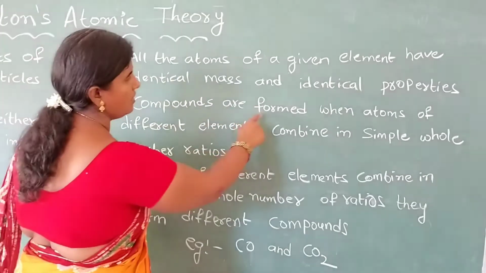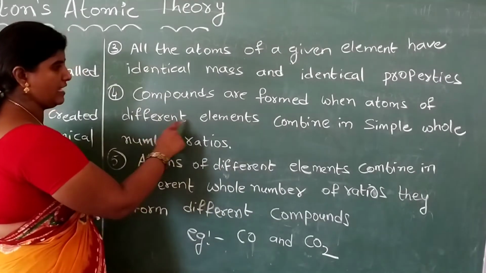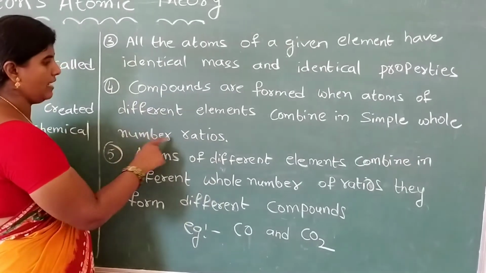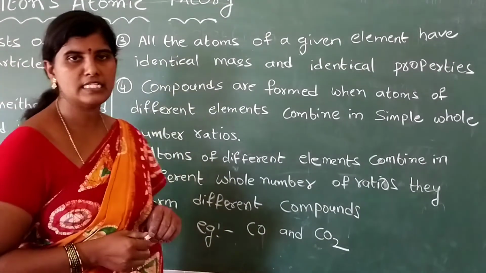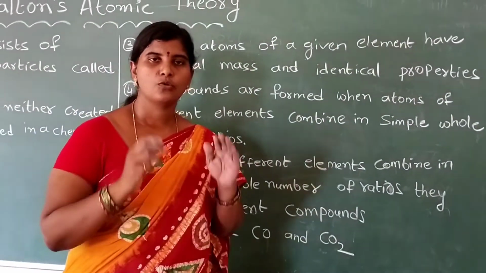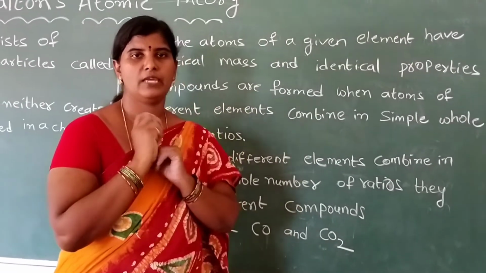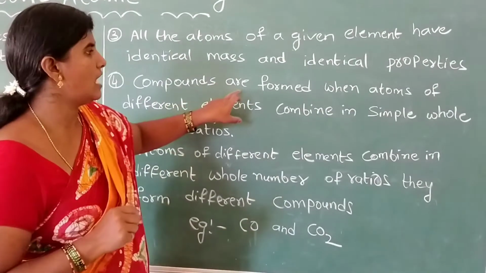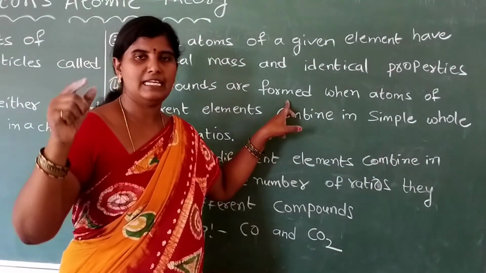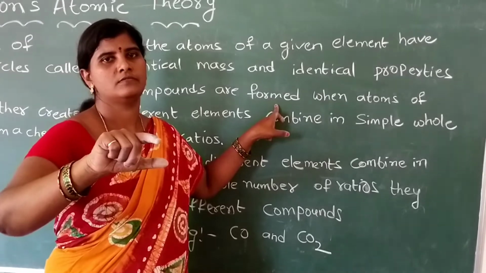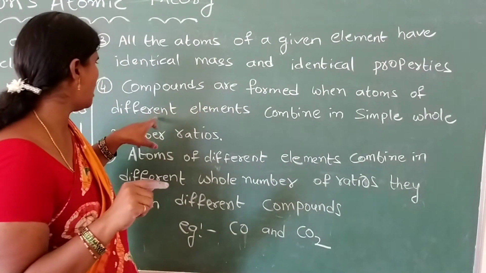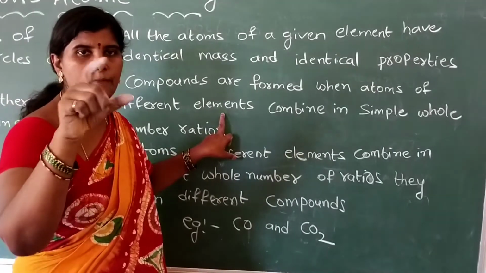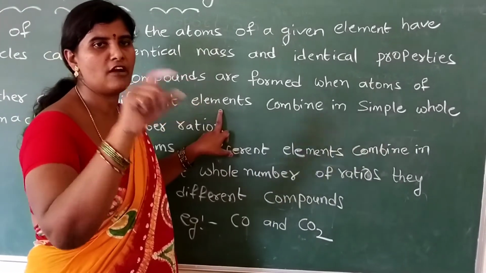Compounds are formed when the atoms of different elements combine in simple whole number ratios. What is meant by compound? A group of elements forms a compound. Here compounds are formed, that means it is not a mixture. When atoms of different elements, not a single element, combine, they form a compound.